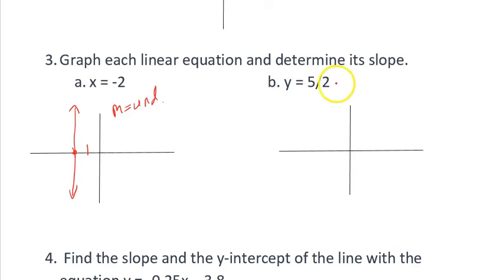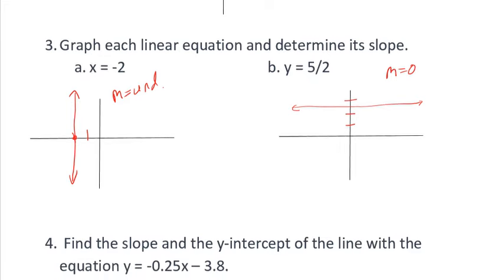B, I don't have any x's, just y equals a number. That is your clue that it's a horizontal line. And so 5/2 is about 2.5. So right in here, I'm going to do my horizontal line. And the slope of that is 0. So that's our two special cases. Your vertical line, x equals a number. Your horizontal line, y equals a number.